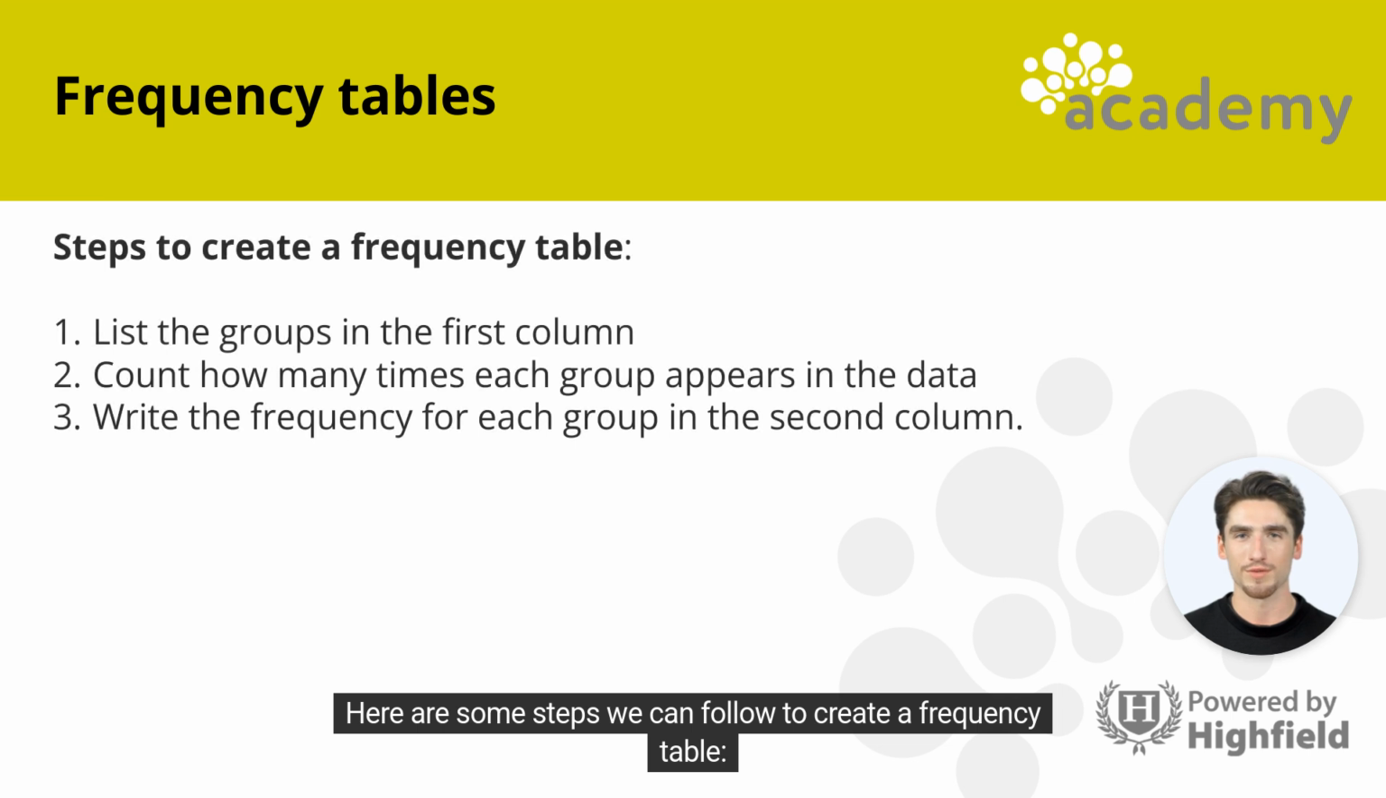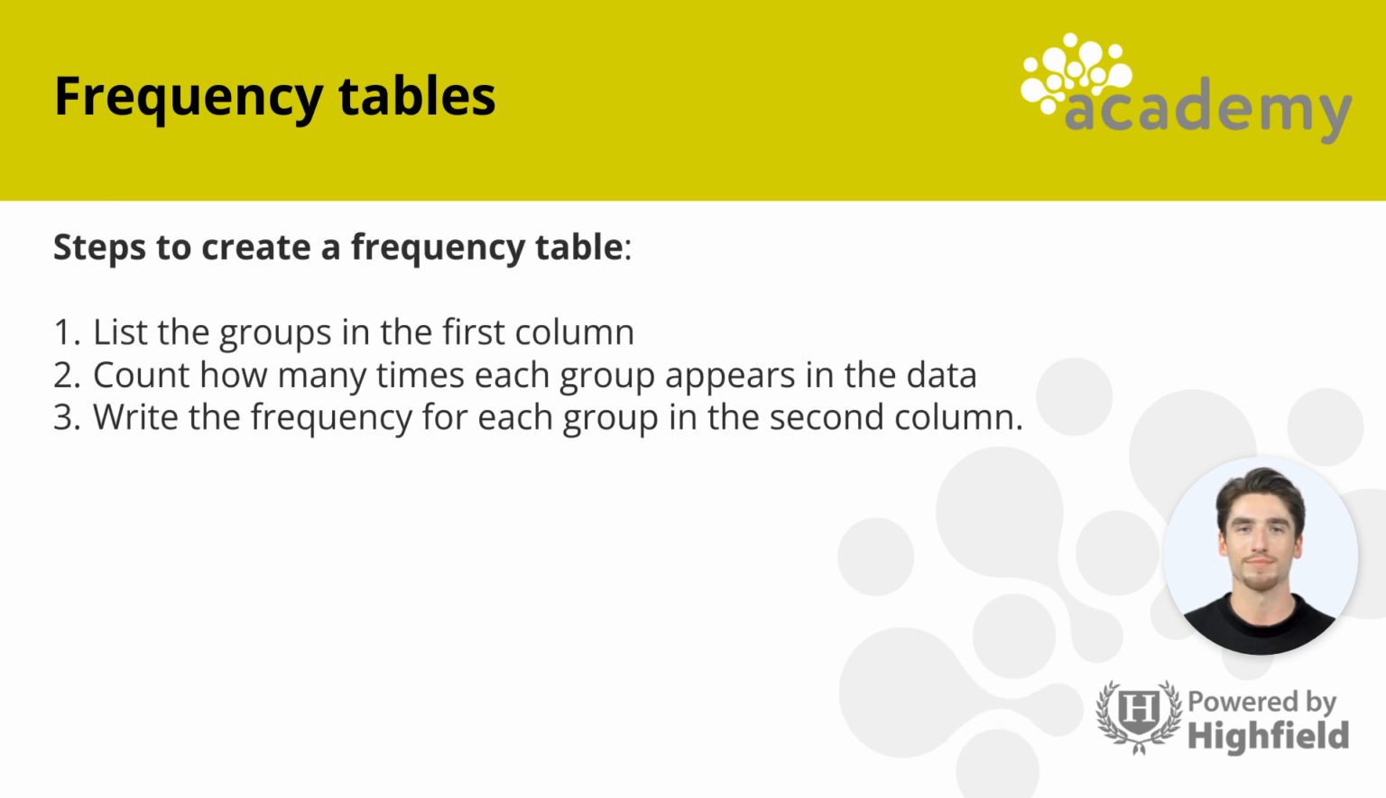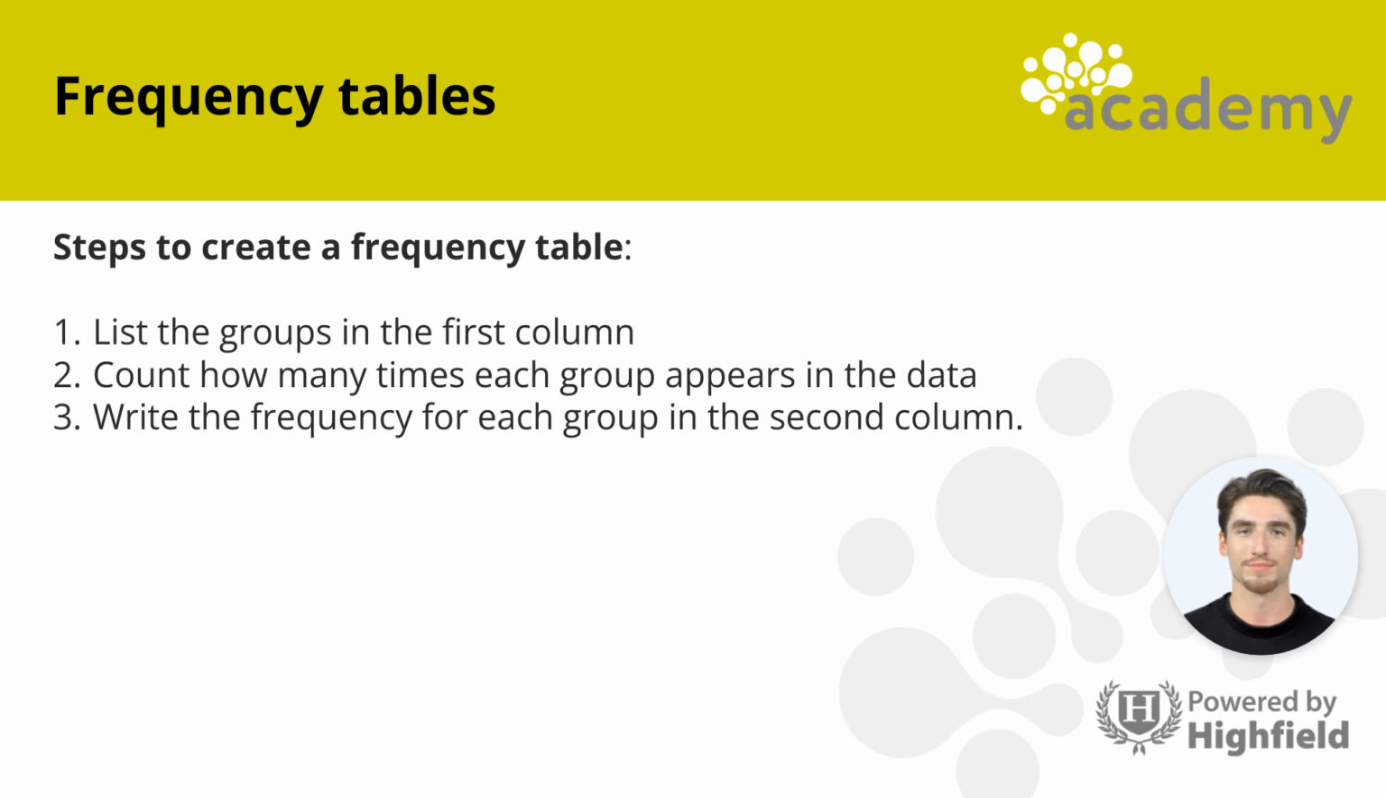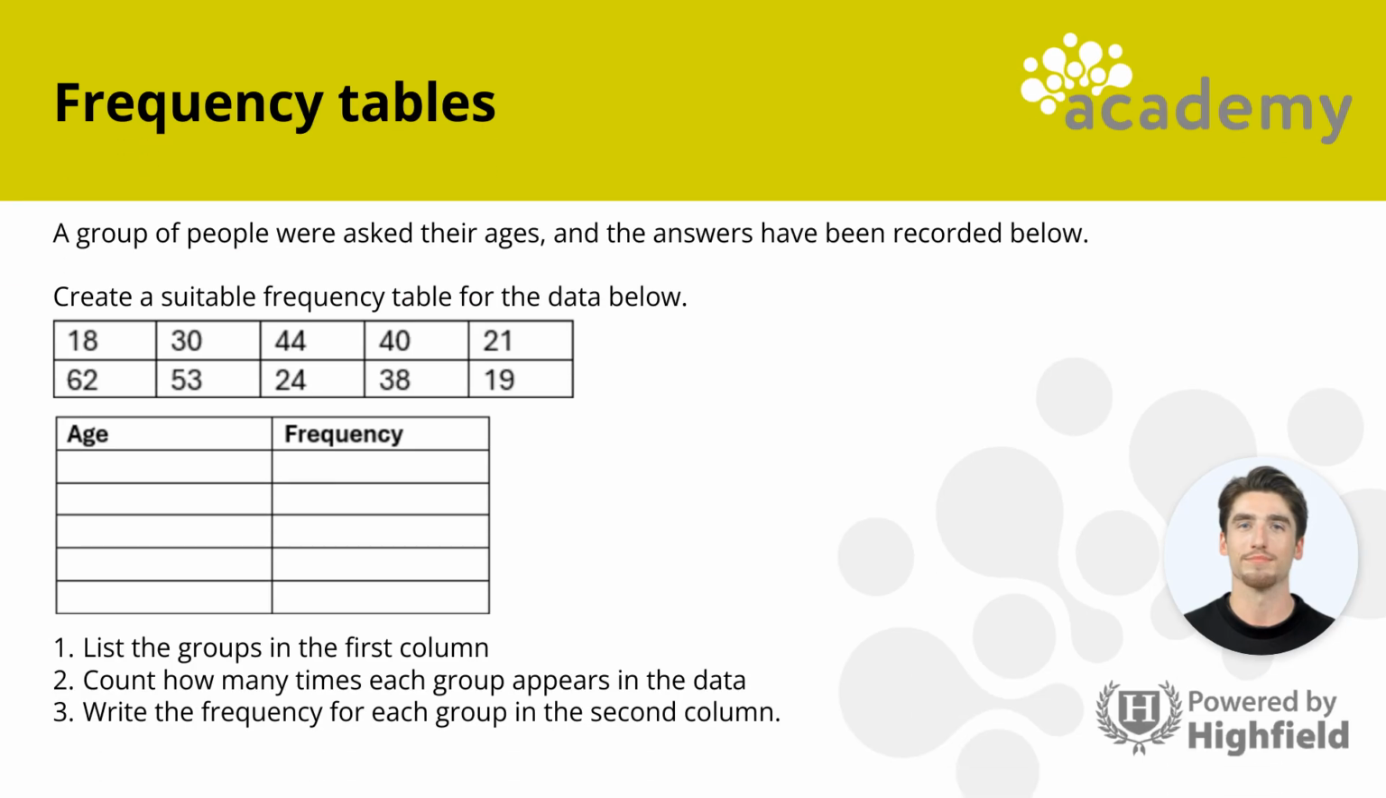Here are some steps we can follow to create a frequency table. List the groups in the first column. Count how many times each group appears in the data. Write the frequency for each group in the second column.